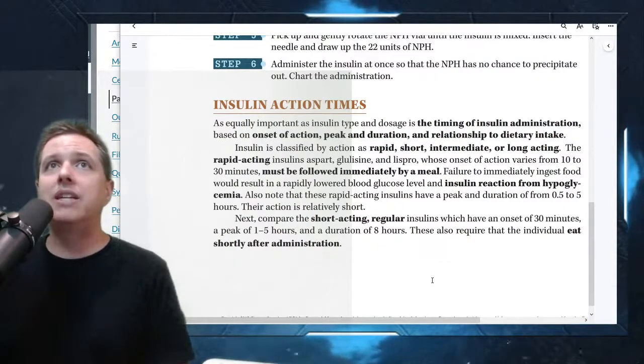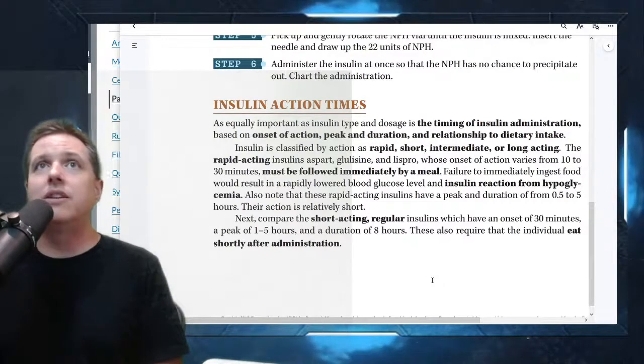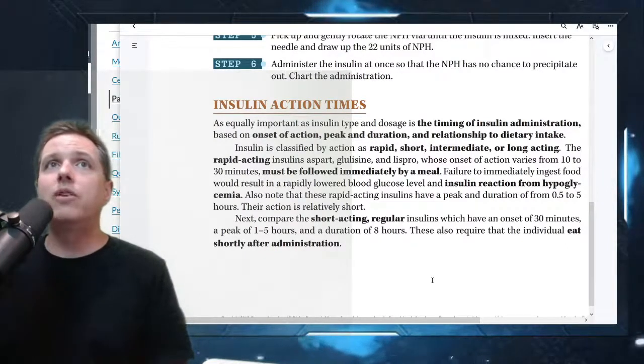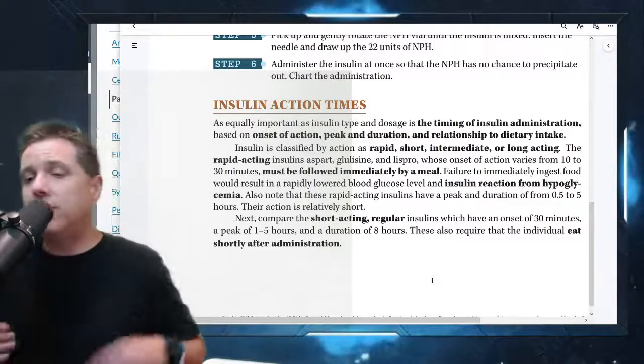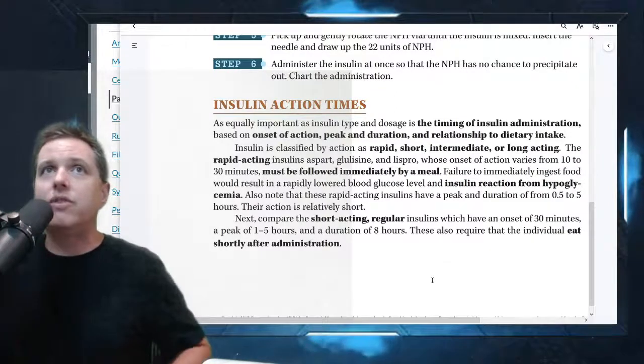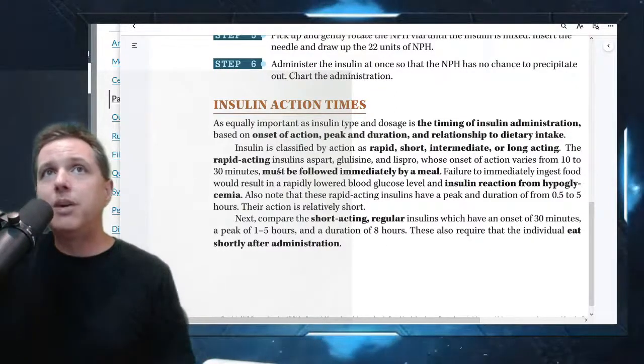The rapid-acting insulins varies from 10 to 30 minutes. So there's different time frames for these different levels of how fast they act. But then some of these must be followed immediately by a meal, right?